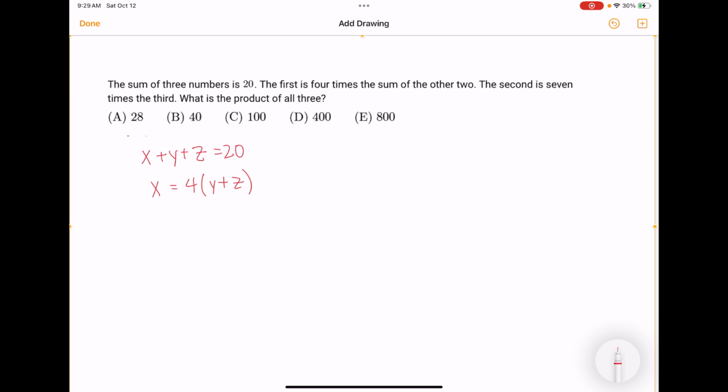And then it also tells us that the second, in this case, I'll just let the second be y, is 7 times the third, so 7 times z. And so now we see that we have a system of equations, and so we can just solve for this.